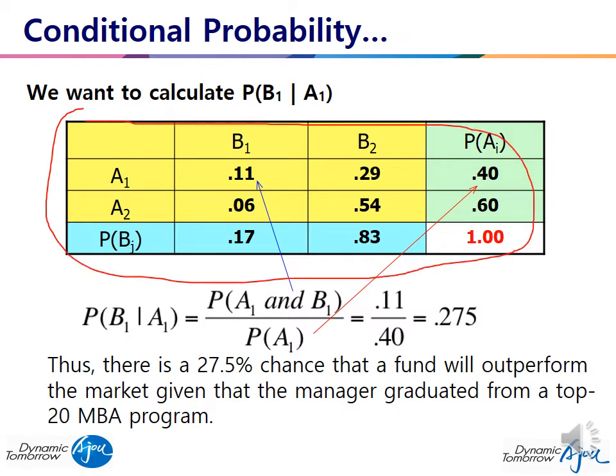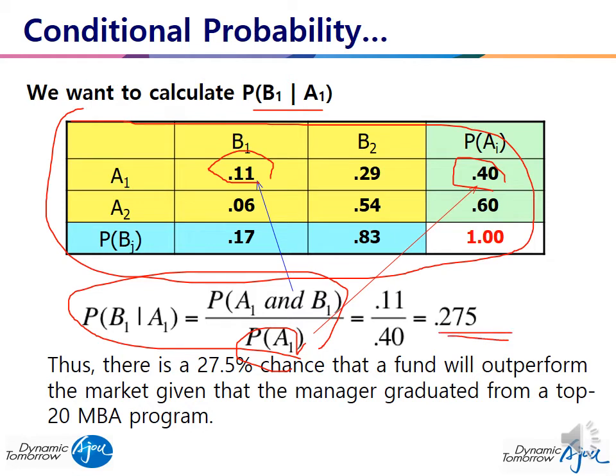We already know this table. So from this table, probability B1 given A1 is probability A1 intersection B1 over probability A1. How do you know this one? This is from conditional probability. So probability A1 intersection B1 is here, 0.11. Probability A1 is from the marginal probability. To calculate conditional probability, we use the intersection probability and the marginal probability. Then you can calculate 0.275. So there is a 27.5% chance that the fund will outperform the market given that the manager graduated from a top 20 MBA program.